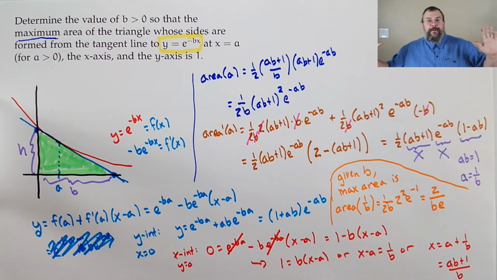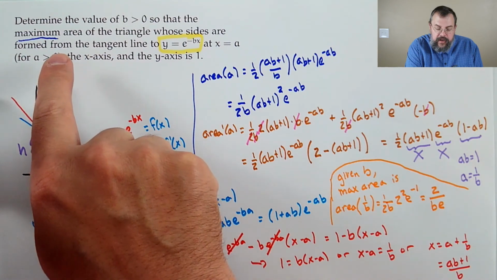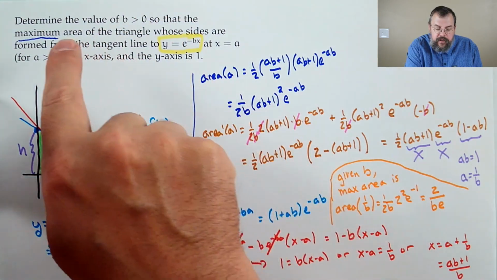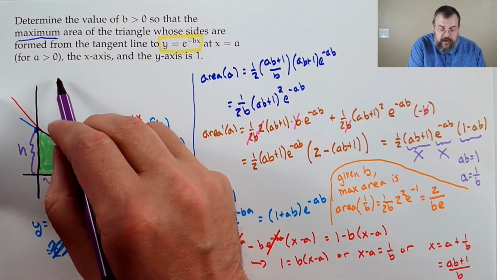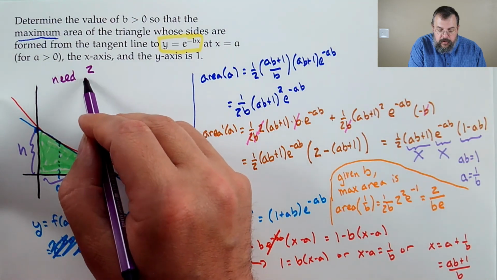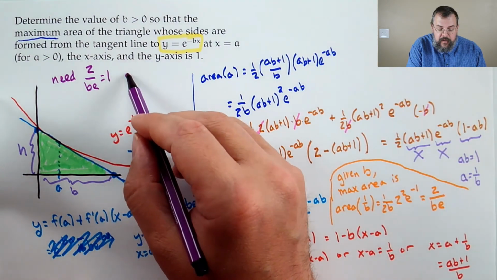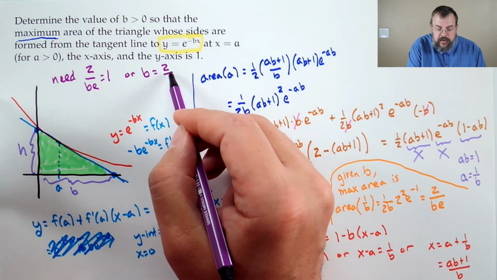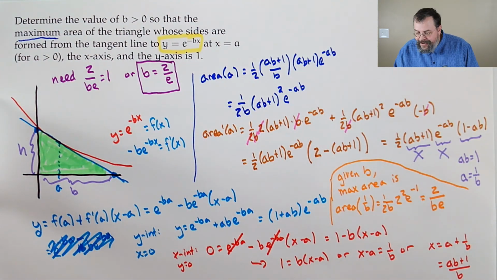Okay, so now after we've done all that work, hopefully it's useful. We step back and say, what is it we're looking for? We're looking for the value of b. See, that's our goal, determine b, so that the maximum area is 1. That's what we want. Well, we just found the maximum area. It's 2 over b times e. And therefore, if we want the maximum area to equal 1, we need 2 over b times e to equal 1. Well, now multiply the b across, and we can say that b should be equal to 2 divided by e. And that's it. Wow. Cool.